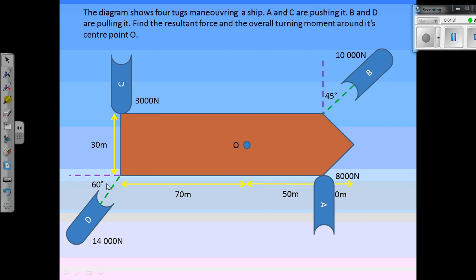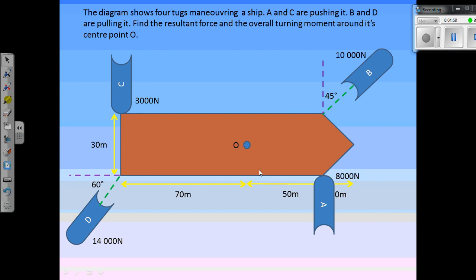B and D are pulling it through a rope, and that green dotted line is a rope, at certain angles: 45 degrees and 10,000 newtons, 60 degrees and 14,000 newtons. It says, find the resultant force and the overall turning moment about its center point O. There's its center point. It's halfway up, so 15 meters up.